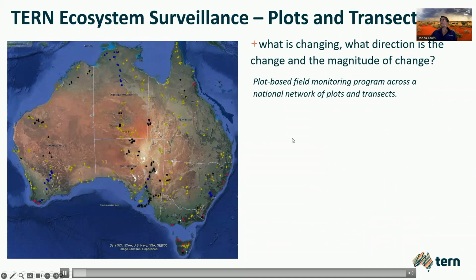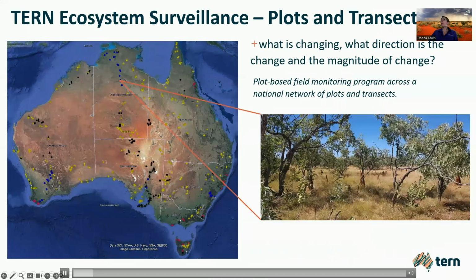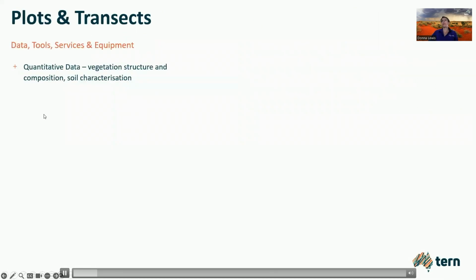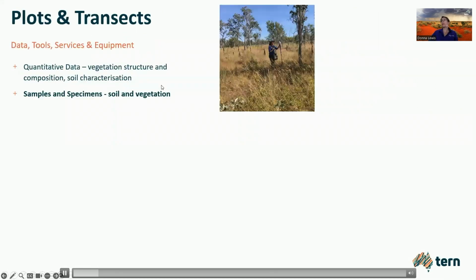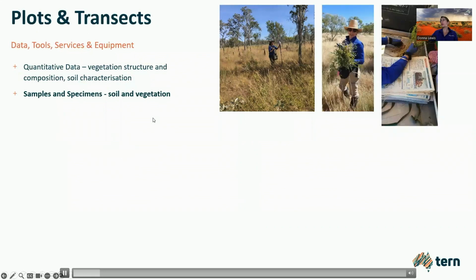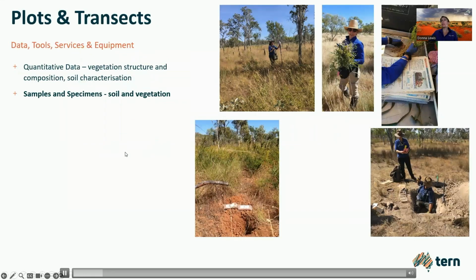So ecosystem surveillance has a network of plots along transects in some cases to look at what is changing, what direction is the change and the magnitude of change. Now, within each plot, it's a 1 hectare plot, and we collect a whole range of information, including quantitative data, such as vegetation structure, composition, soil characterisation, as well as a whole bunch of samples and specimens on soil and vegetation.